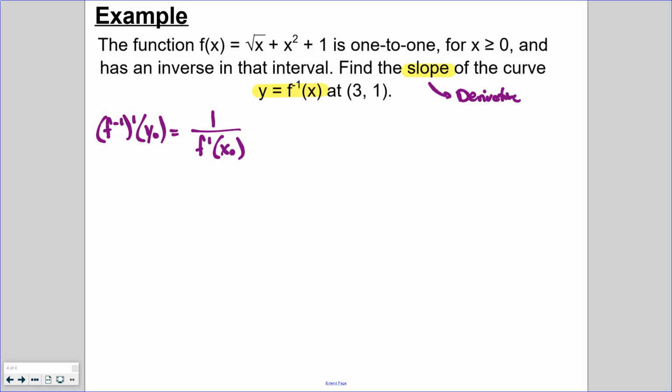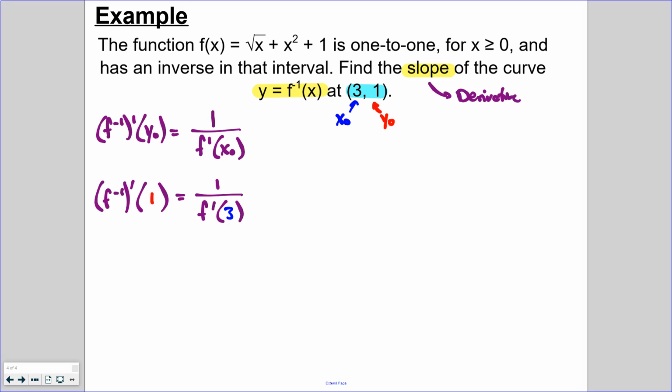Now we're also told where we want to find the slope of the curve. We want to find the slope of the curve at (3, 1), which makes this 3 our x sub 0 and makes this 1 our y sub 0. So then we can go ahead and substitute these values in. F inverse prime of, we just said y sub 0 is 1. And that's going to equal 1 over f prime of x sub 0, which we just found out was 3. So in order to find the derivative, or to find the slope of the inverse at 1, we just have to figure out what f prime of 3 is.